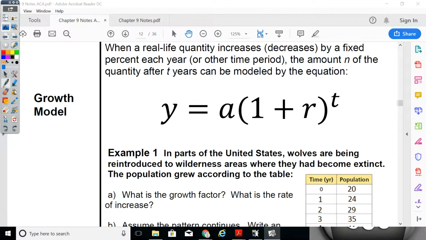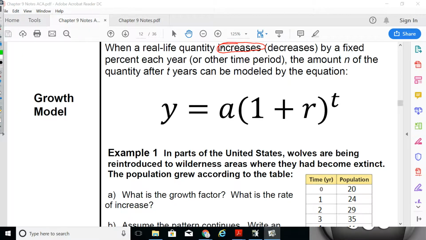So labeling the important stuff. When a real life quantity increases, so we're doing increases today, that will be the plus here, by a fixed percent each year, the amount of the quantity after t years can be modeled by this equation. So looking at the equation, the A value is your starting number, so your starting amount.